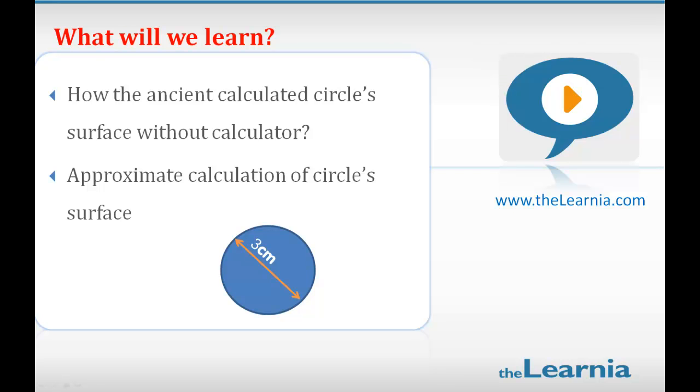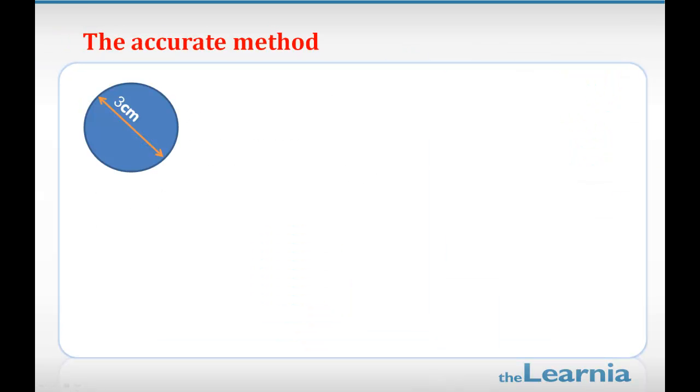What will we learn? We will learn how the ancients could have calculated the circle surface without using any calculator. And we will learn an approximate calculation of the circle surface using this technique. Let's begin. Here's a circle. The circle diameter is 3 cm.